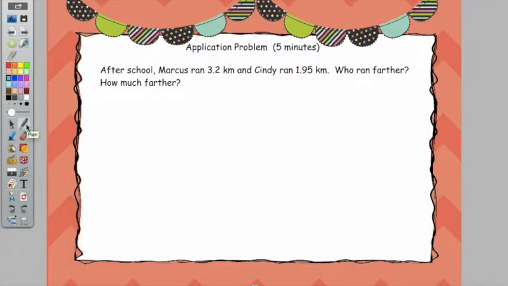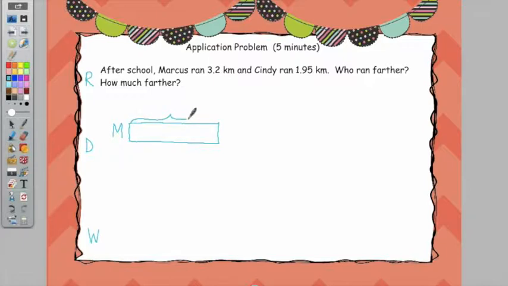So let's take a look at this problem. Now I kind of gave you a hint as to what you're going to draw, didn't I? So we'll read it, we'll draw something, we'll write a sentence to answer the question. Okay, so after school Marcus ran 3.2 kilometers and Cindy ran 1.95 kilometers. Who ran farther? How much farther? So who ran farther, boys and girls? Marcus, okay. So let's make his tape diagram longer than Cindy's.